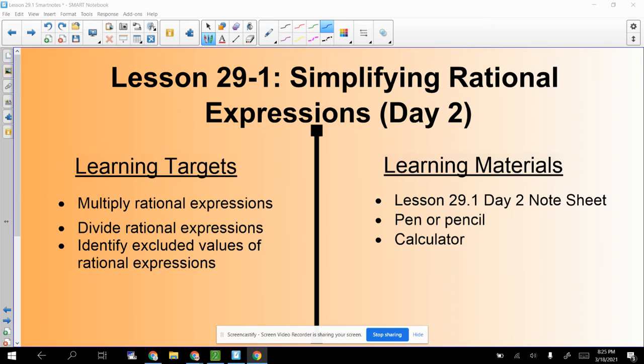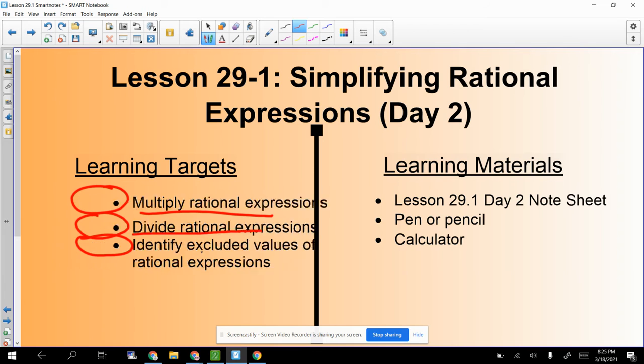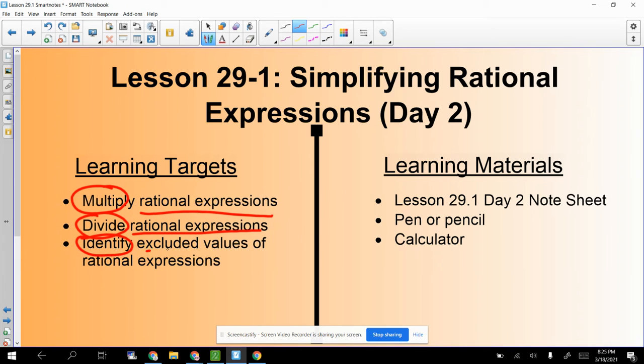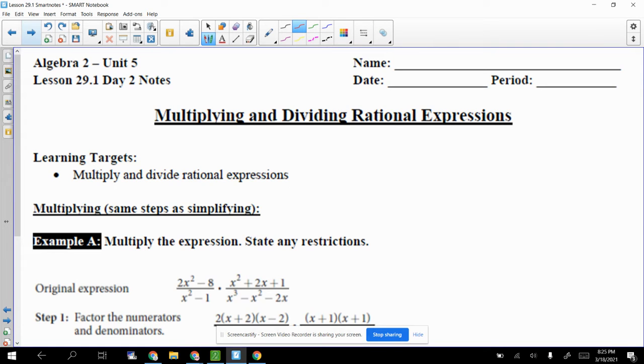So you will want your lesson 29-1, day 2 note sheet and a pen or a pencil and your calculator. And as I mentioned, we are going to multiply rational expressions, divide rational expressions, and still be identifying the excluded values of rational expressions. So let's get started.